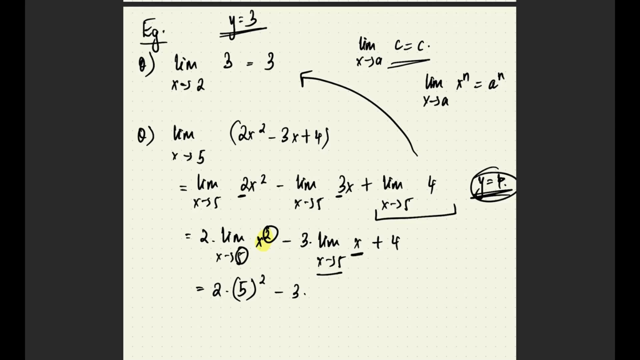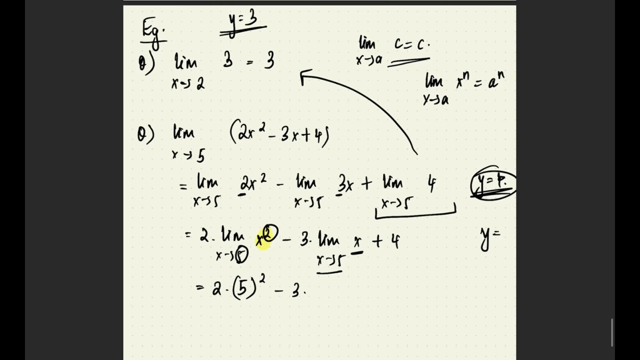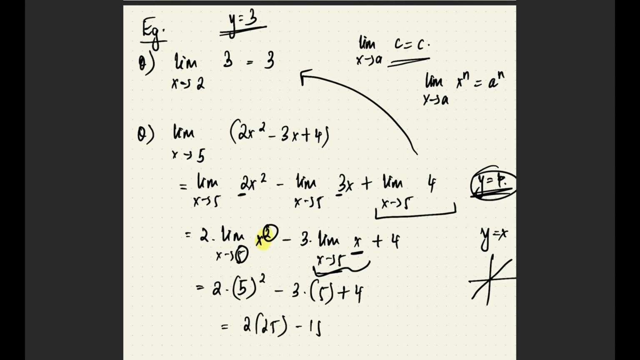So we know that this means that the function is y equal to x, right? So whatever the x value is, y is going to be the same value, right? So as x approaches 5, y is also going to approach 5. So this part we can evaluate as 5 plus 4. So that just gives you 2 times 25 minus 15 plus 4, and hence this becomes 39. So therefore you can say that this is equal to 39.